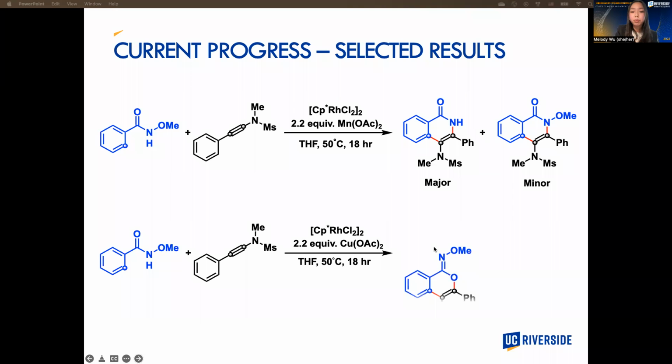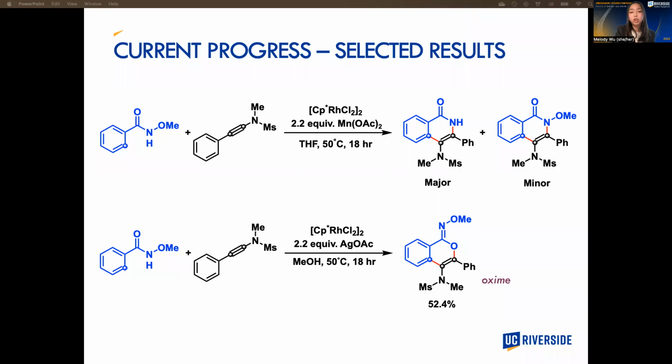As I mentioned earlier, the copper acetate reaction gave us a very interesting product, which is this oxime product here. This product has actually never been made before, and this condition gave us about 22% yield. After playing around with several conditions, we found that by replacing copper with our original silver, as well as switching out THF for methanol, we arrive at about 52.4% yield for this oxime product.